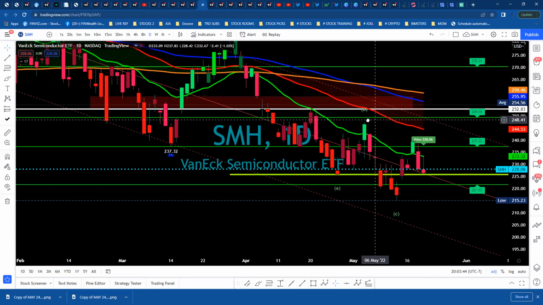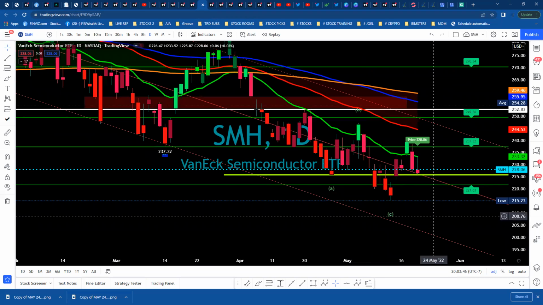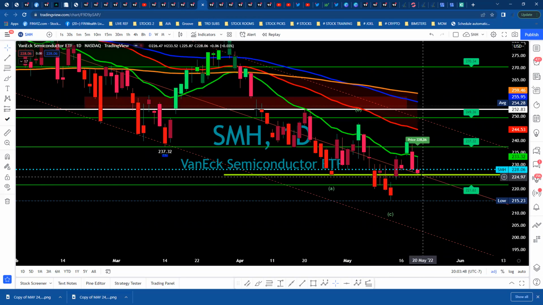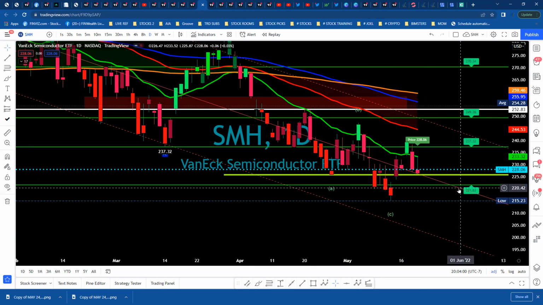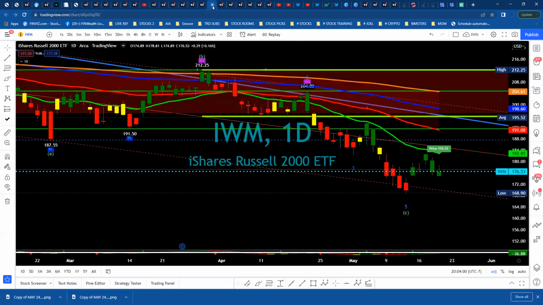Semiconductors, so SMH, is right down here, just barely above support, right at the bottom of this candle. So if we get above yesterday's close, we could rally up this candle into the 20. If we break our support line here around 225, we could be coming down and retesting the lows again.